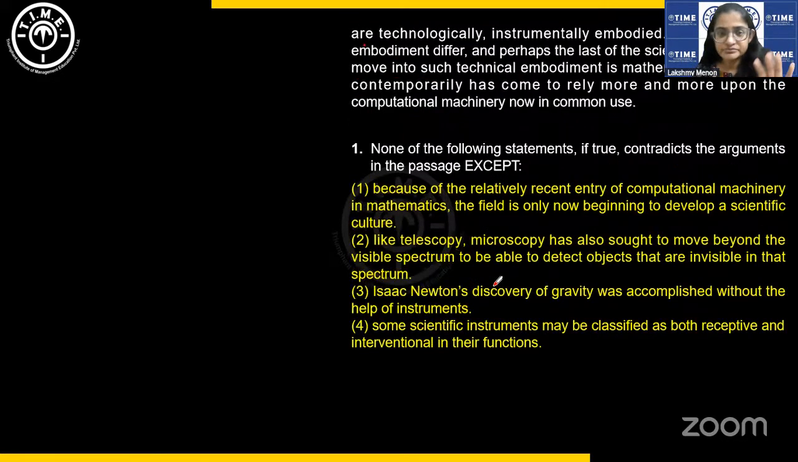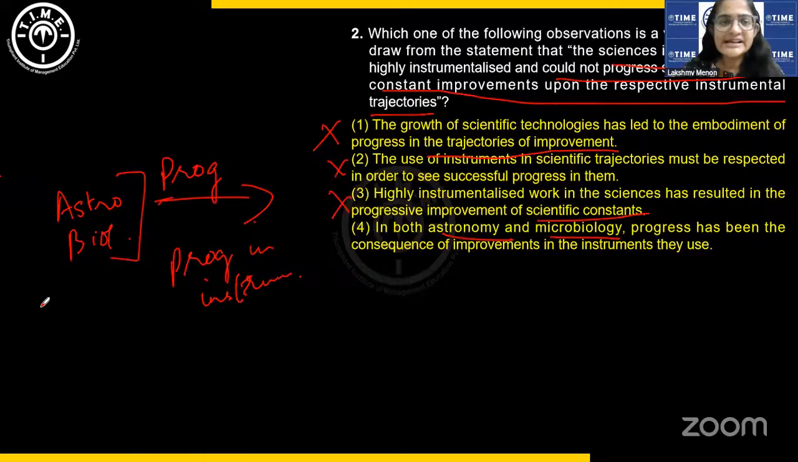That is all. Progress has been, so this is the very easy and linear relationship that has been depicted in the passage. Progress in these fields has been a result of progress in instruments. Hence 4 is the answer. This is an easy question, isn't it?